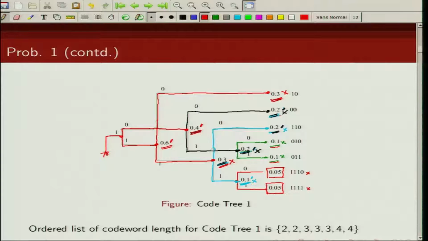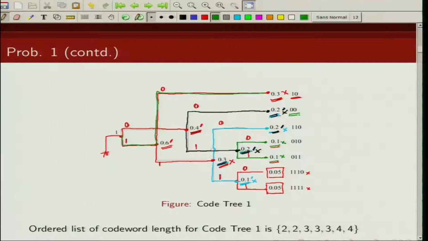And the final step is I assign zeros and ones to these branches. If I do that, what I come out with is the code word for this particular symbol is 10. You can see, 10.